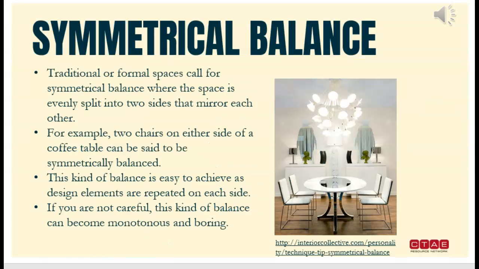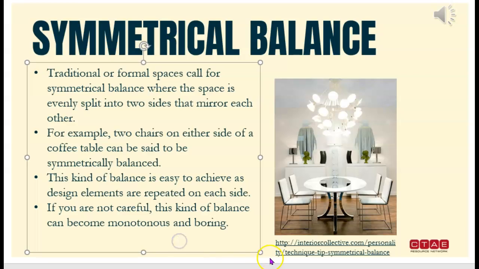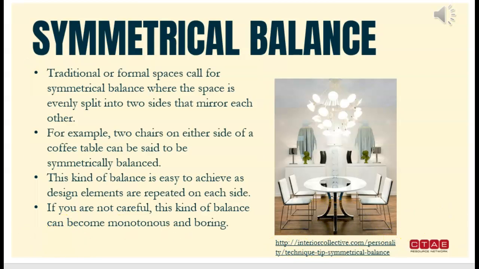Symmetrical balance: traditional or formal spaces call for symmetrical balance, where the space is evenly split into 2 sides that mirror each other. For example, 2 chairs on either side of a coffee table can be said to be symmetrically balanced. This kind of balance is easy to achieve as design elements are repeated on either side. If you are not careful, this kind of balance can become monotonous and boring. So we have to be careful when it comes to that.